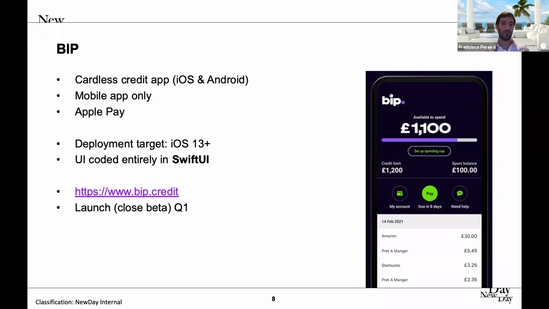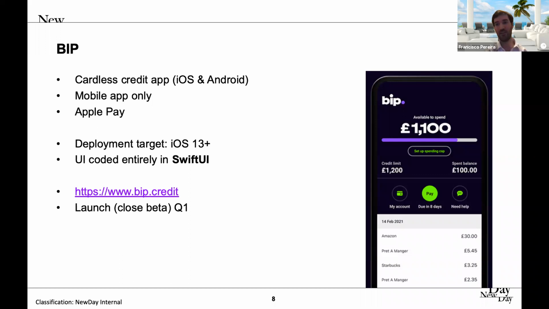So after doing the first POC, the CTO was quite happy with it, because innovation is part of NewDay's DNA. He was quite keen that, okay, yes, let's use this. It's also good to attract new talent, ambitious, the best that we have in London. And we can also sell that we're going to use this cutting edge technology, and we're going to try to make this app the best app in the financial market.